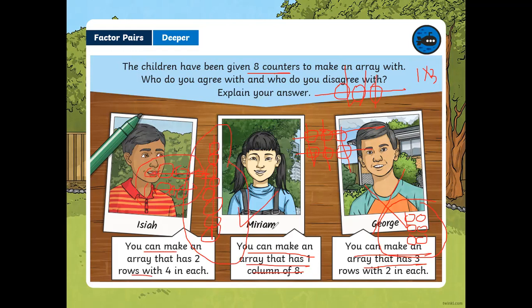So Isaiah and Miriam can use the counters. George will not make 8 counters. He will only make 6. This is pretty not that difficult. Okay? Yes or no? Do you understand? Okay, good. Let's move on.